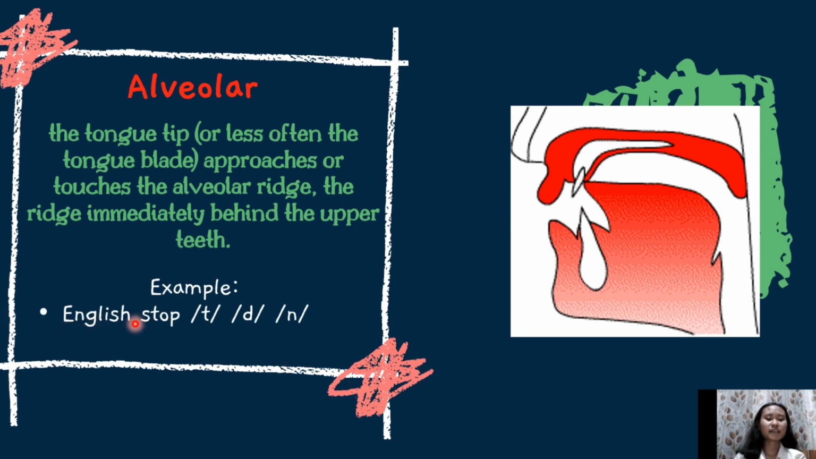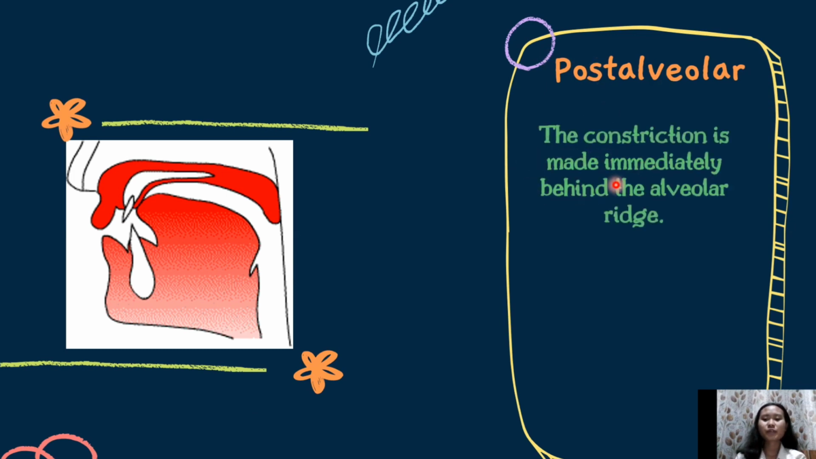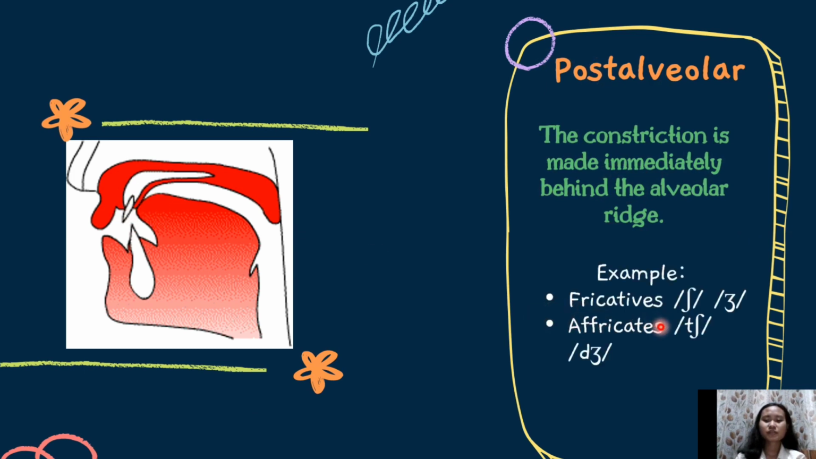For example, in English stops, t and n. In fricatives, there are s and z. And post-alveolar, the constriction is made immediately behind the alveolar ridge. So this is the alveolar ridge, and this is the blade of the tongue that touches the alveolar ridge. For example, in fricatives, there are sh and zh. In affricates, there are ch and j.